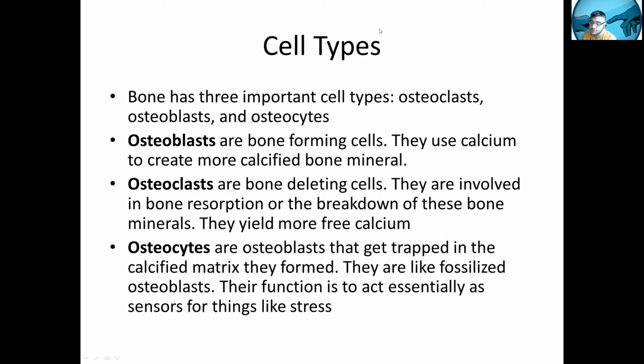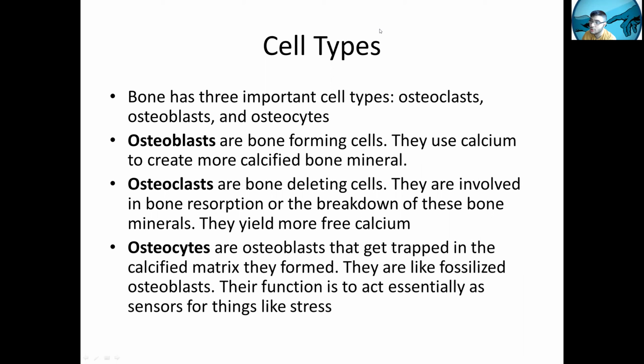Okay, and osteocytes are the last ones. They're osteoblasts that get trapped in the calcified matrix that they themselves formed. They're essentially like fossilized osteoblasts. Their main function in bone is to act as sensors for things like stress. Osteocytes are not as important, but you should know that they do exist and that they are essentially calcified osteoblasts, and they do have a function.